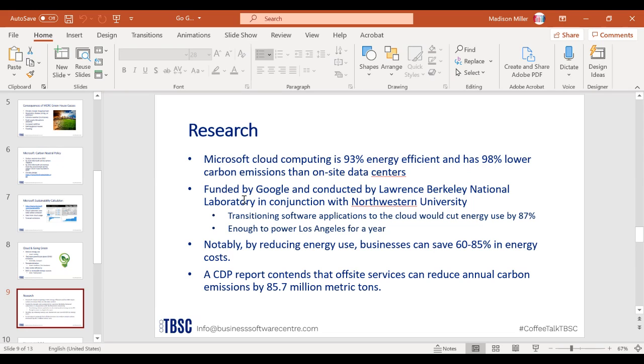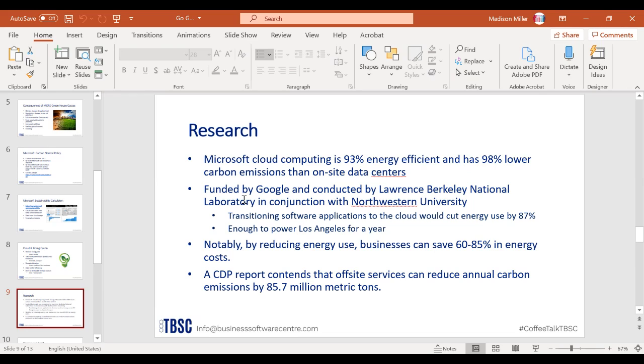And I found another one here that says off-site services can reduce annual carbon emissions by 85.7 million metric tons. So this is pretty convincing that switching to the cloud, operating on the cloud, managing your cloud is definitely the future and the way to go when it comes to being environmentally friendly.